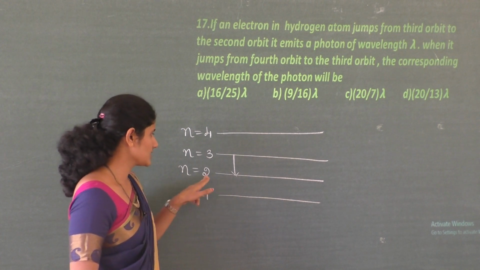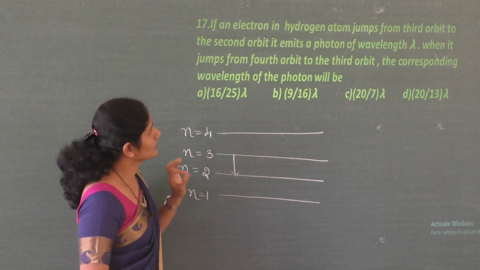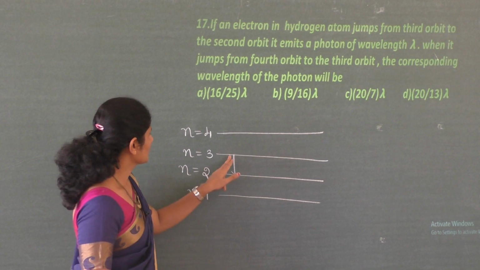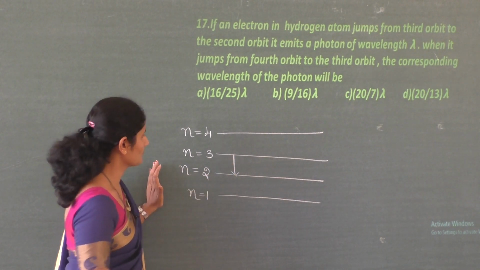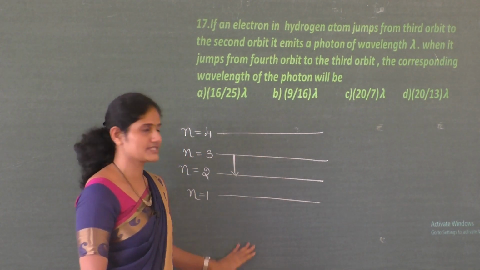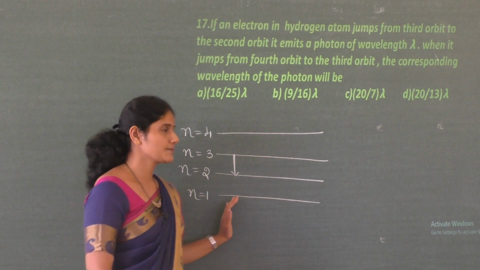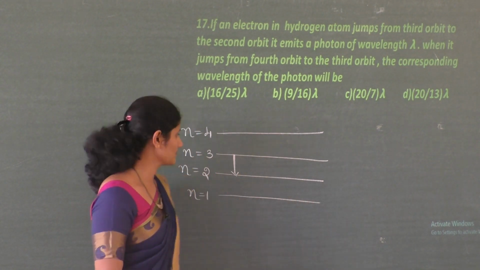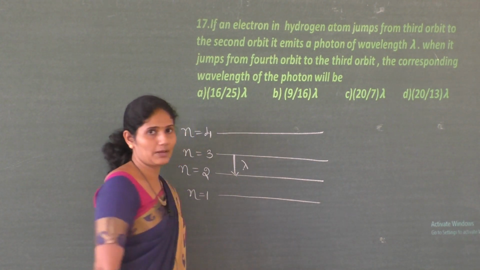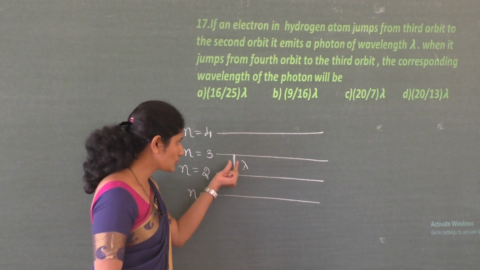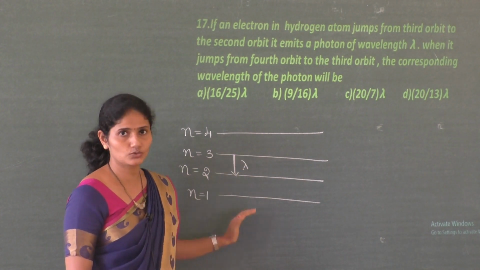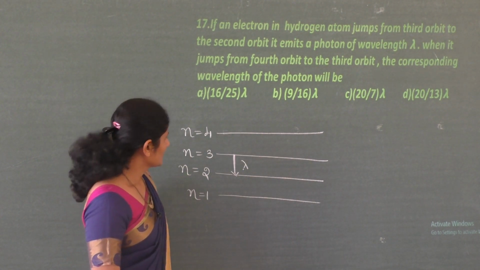So the landing orbit is 2, which says that the series is Balmer series. So n is equal to 3 to n is equal to 2. Whenever an electron jumps from higher energy level to lower energy level, excess energy is emitted in the form of radiation. So the wavelength of the radiation is given as lambda. Lambda is the wavelength of the radiation emitted when an electron jumps from n equal to 3 to n equal to 2.